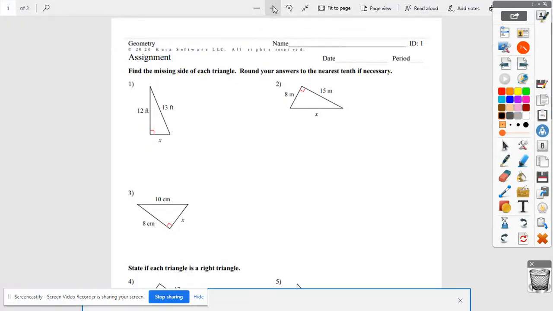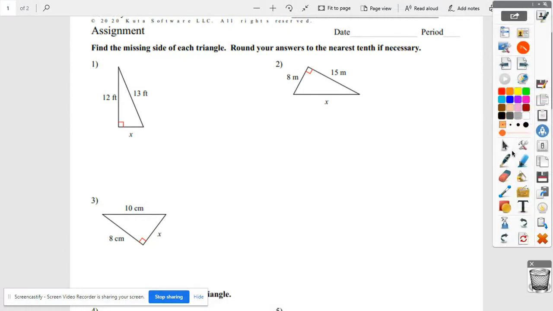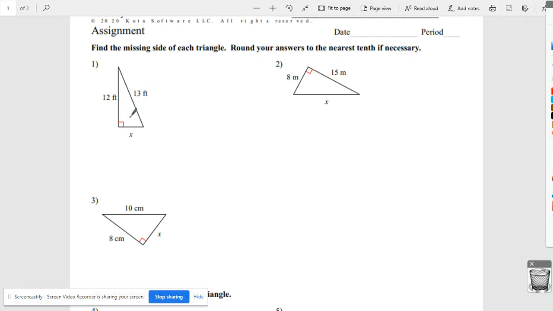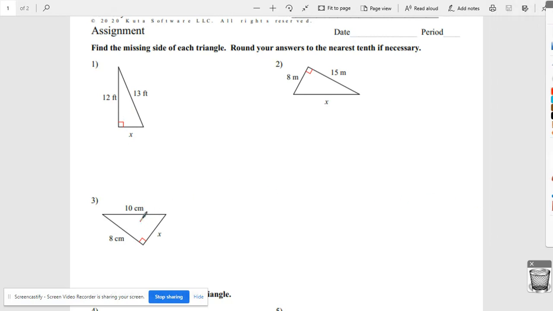Okay, so A says, find the missing side lengths for each triangle, round to the nearest tenth if necessary. So in this first one, we are actually given, let's start with example 3. So we know, let's start with 2. So here we want to find the hypotenuse, right? We know that this is the hypotenuse.